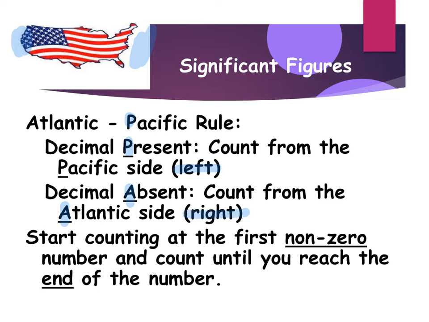Once I know where to come from or start, then I'm going to count all the non-zero numbers until you reach the very end of the number. What this allows you to do is skip the placeholders. Let's check one out and see how that works.